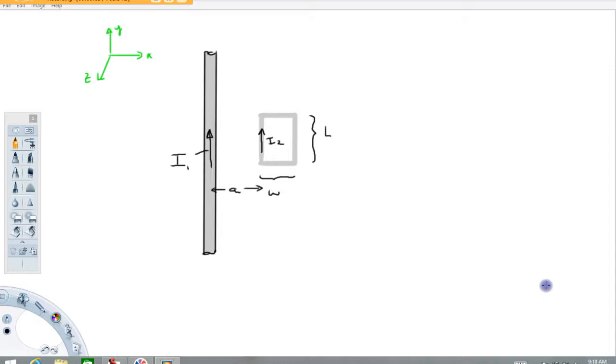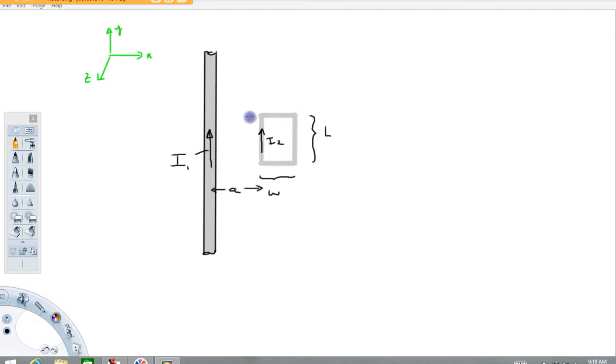I'm making this video to help demonstrate how currents can interact, creating forces in between wires. What we're looking at here is a wire that we're going to assume to be a long straight wire with a current I1 in the upward direction. Over on the right we've got a current loop that carries a current I2 clockwise. I've got dimensions W and L for the width and the length of this current loop. It's at a distance A from the wire.